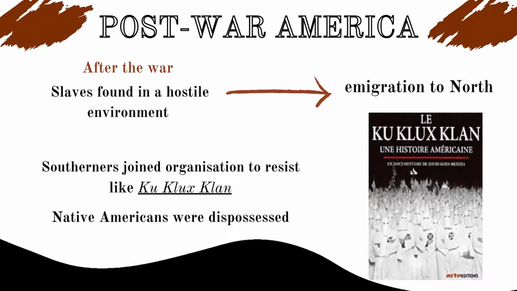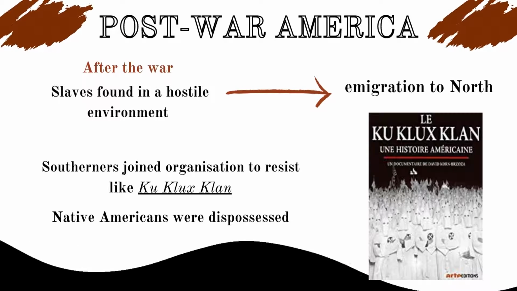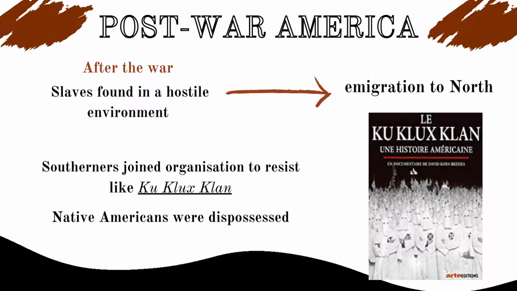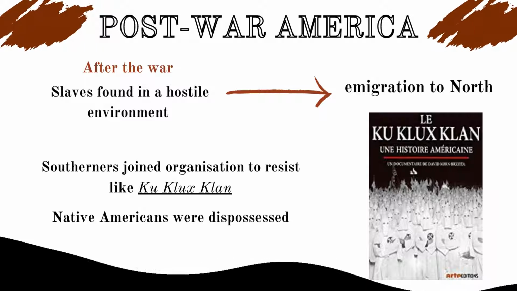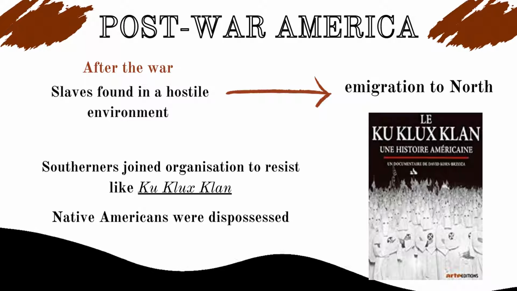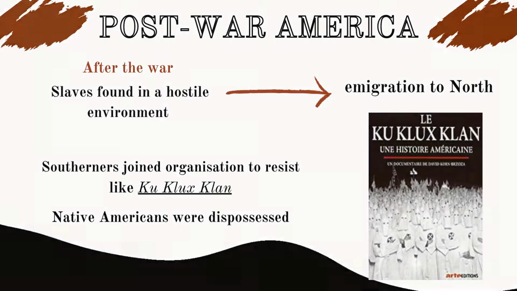After the war, many freed slaves found themselves in an unfriendly environment and inhospitable atmosphere, and because of this, a large number of them decided to get away from there and move to the north in more favorable circumstances. On the other hand, a vast number of Southerners took part in organizations such as the Ku Klux Klan, whose aim was to restore white control.